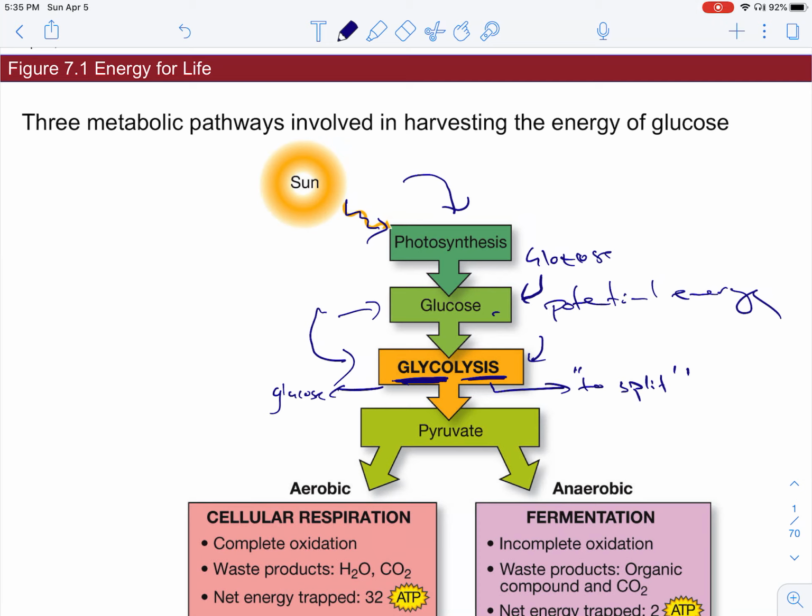One thing to keep in mind here is that the sugar that we're going to talk about, glucose, is a six carbon sugar. And it will be split into two three carbon species. Always keep track of where your carbons are and keep track of where your electrons are, because the electrons are where the energy is. So in glycolysis, the sugar is split into a three carbon pyruvate.